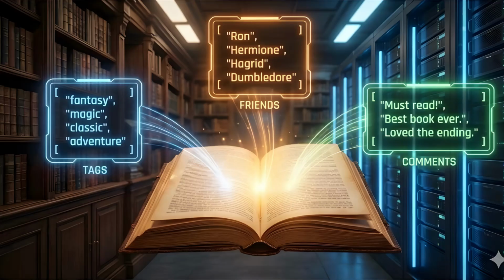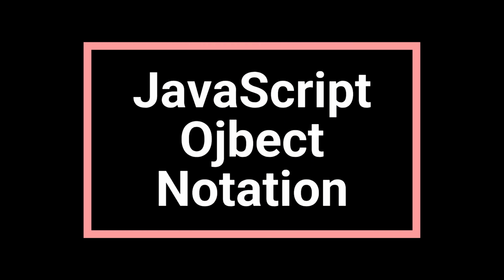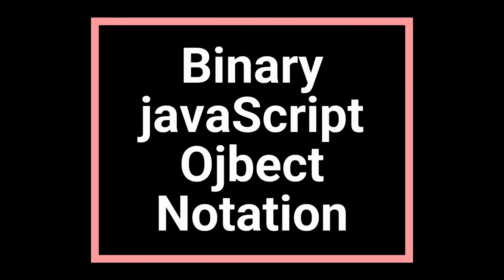Now, here is a tiny technical secret. When you write this data, you write it as JSON because it is easy for humans to read. But when MongoDB saves it to the disk, it converts it into a binary format called BSON. You don't need to worry about BSON right now. Just know that it makes the database incredibly fast and allows it to store different types of data easily.